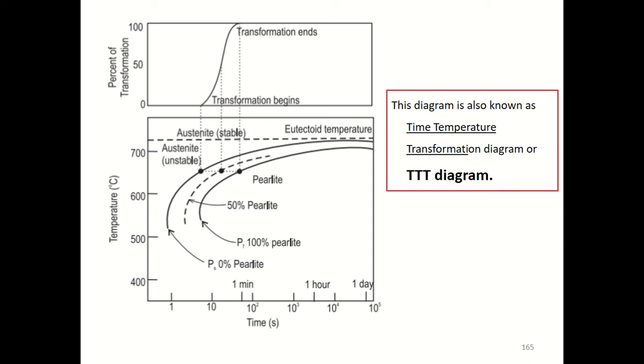So the time needed to commence this transformation depends upon the temperature. If you look at the curves, look at the pearlite transformation start curve and the pearlite transformation finish curve. Both are nearly parallel, and they never meet the eutectoid temperature line. You can see it here.